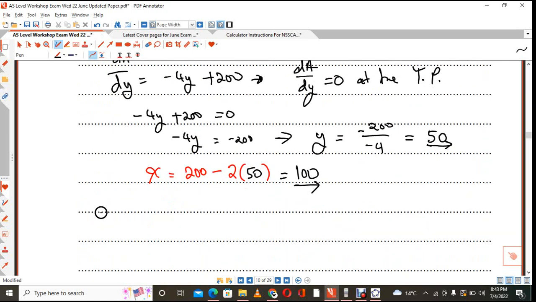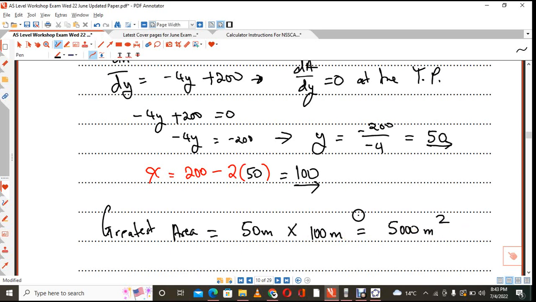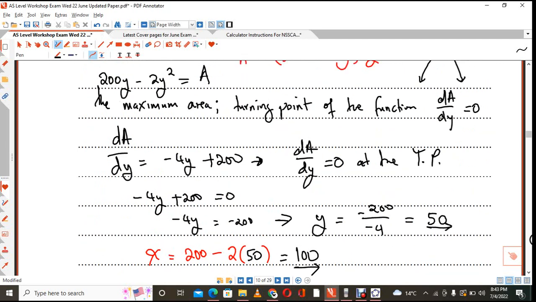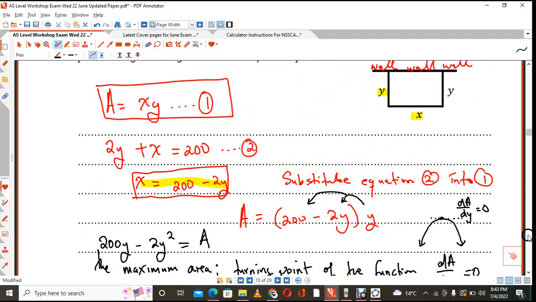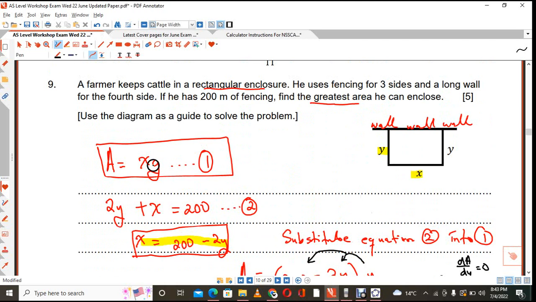So the greatest area would be 50 meters times 100 meters, which is 5,000 square meters. And this is the solution to that question. All right. So there's a bunch of steps that you need to follow. Creation of this equation, looking at the information, will give you a guide as to how to solve and go about with this problem. All right.